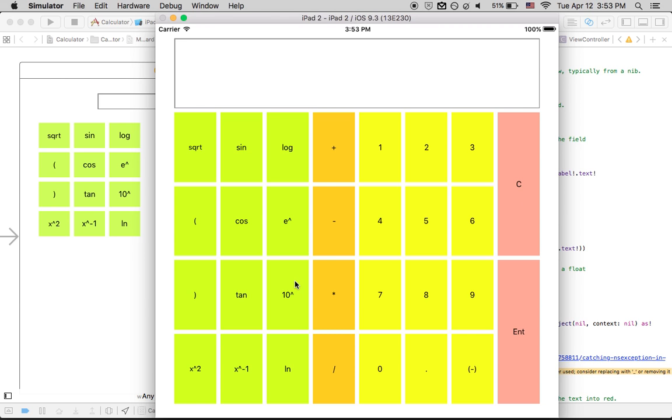10 to the is just taking what's in the text field and using it as a power. So if I do 5 and press 10 to the, it will just give you 10 to the 5th power. And same for E. If I do E to the 4th power, it'll give you that. There are also squares and reciprocal functions. So 4 squared is 16, and 6.8 squared is that.